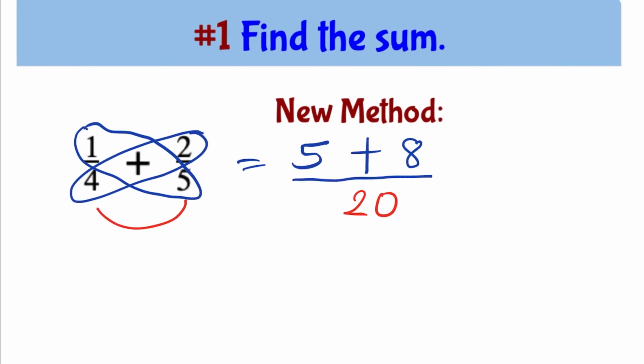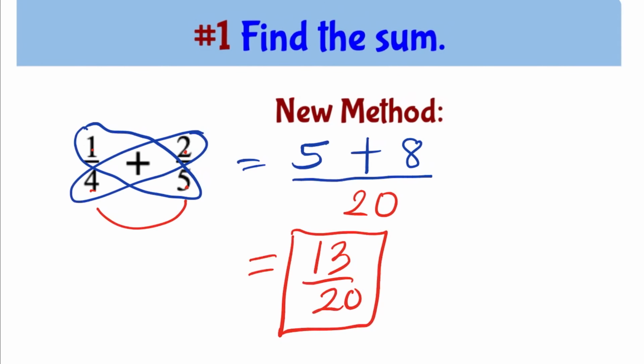Again, we just multiply 1 and the 5, which is 5. We multiply 4 and 2, that's an 8. And for the denominator, we multiply 4 times 5. So that's why the answer for this problem is 13/20. So instead of getting the LCM and rewriting the fractions as equivalent fractions, this is a lot easier to do. Agree?